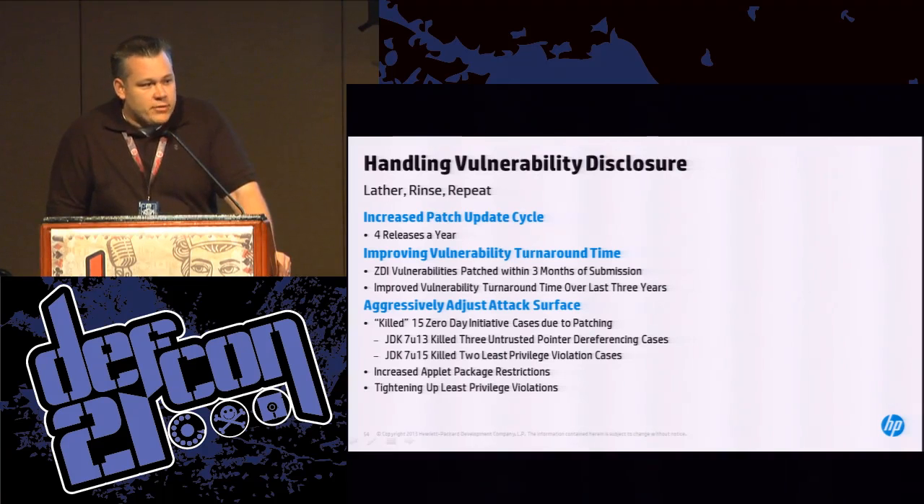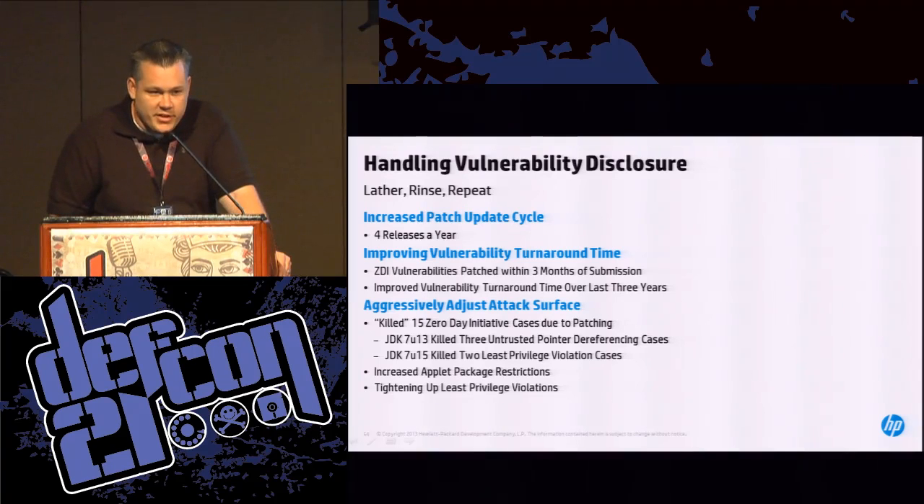They've increased their patch cycle. They release about 4 times a year, sometimes more when 0 days are discovered, but they've actually made public commitments to their customers to decrease the amount of time it takes to turn a patch when a 0 day is discovered. One of the things that's not really reported very often is that they're aggressively adjusting the attack surface for Java, which we'll go over next.